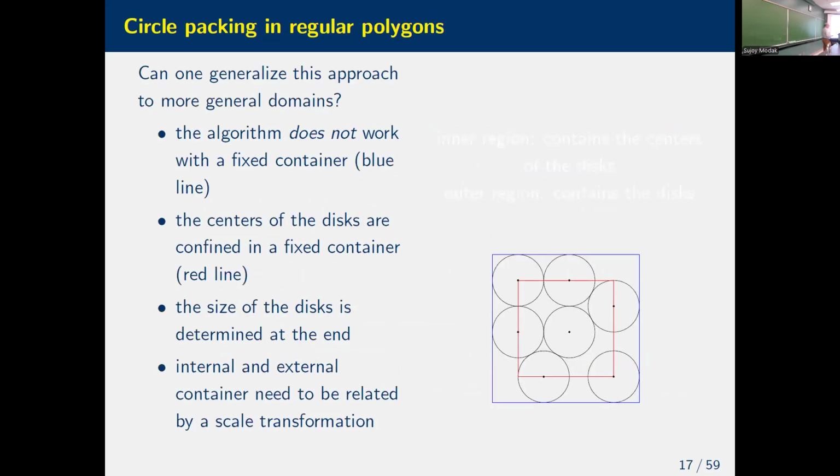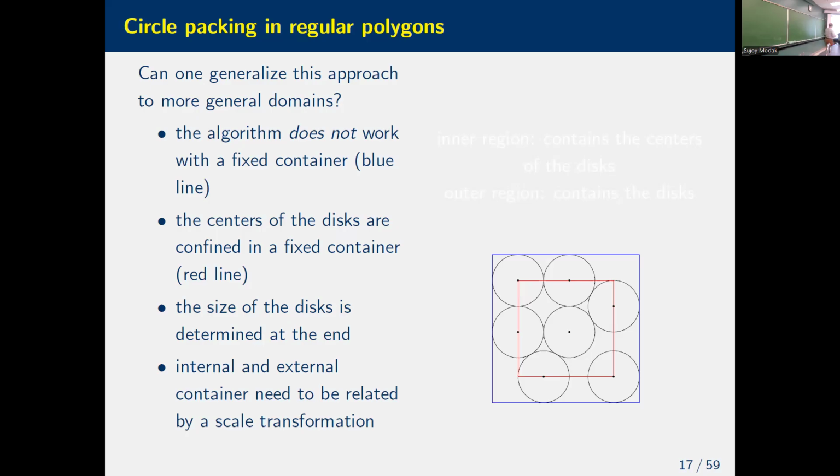Okay. Now, the question is, can I generalize this approach to different geometries? For example, different containers, three-dimensional space, different curves. So there are some technical details. For example, the algorithm of Lubachevsky and Graham has a feature that doesn't work with a fixed container, because it works with this red container, which is the container of the centers of the disks or the charges. The blue container is the container you find at the end of the algorithm, which is the real physical container.